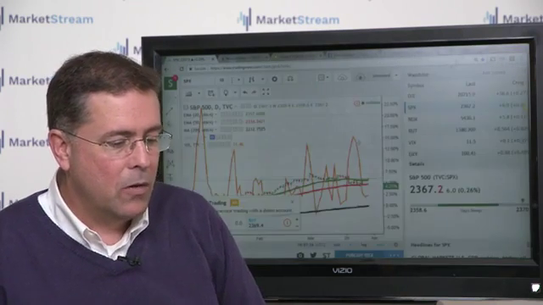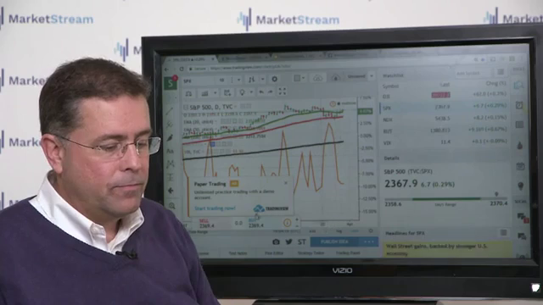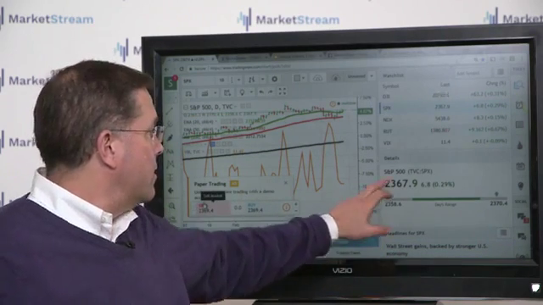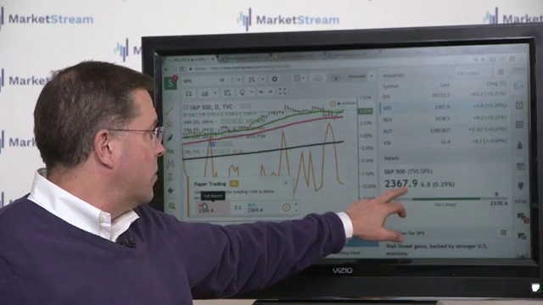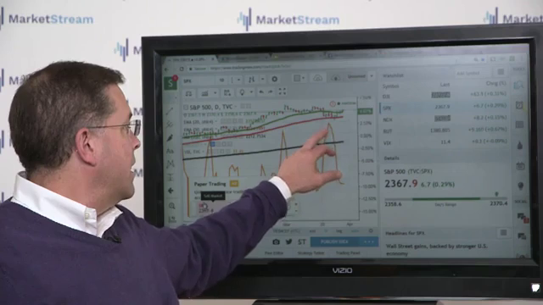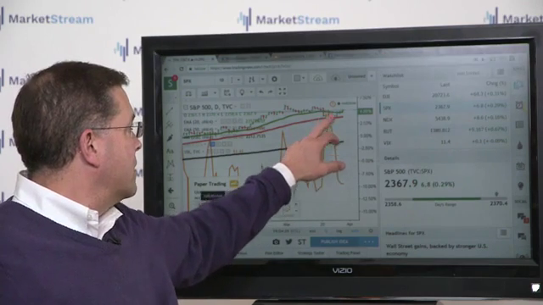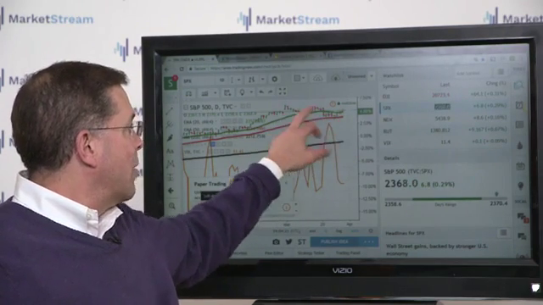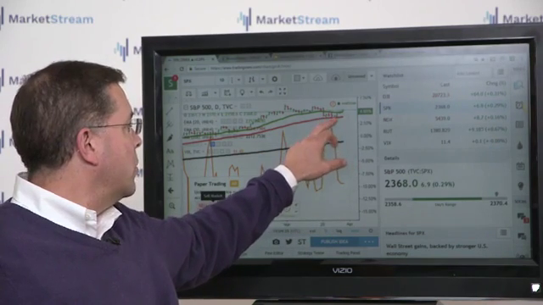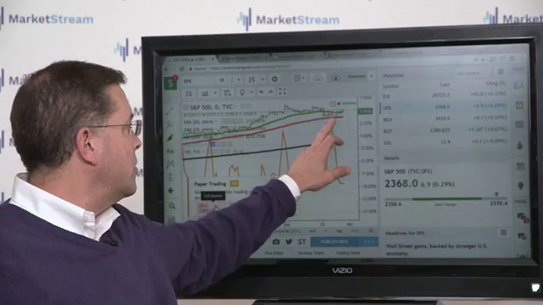As a matter of fact, if you take a look at today's relationship in the charts right here, you're seeing the SPX trading at 2367.90, up 6.80. Compared to the volatility index, you see that the SPX has been grinding up here. Volatility had a short spike, and that's when the market pulled down and tested the 50-day moving average.